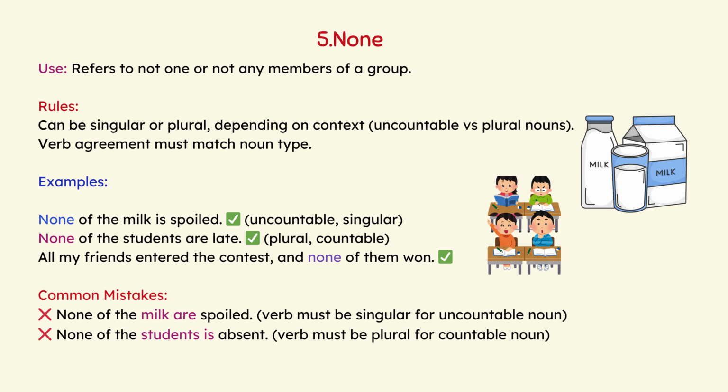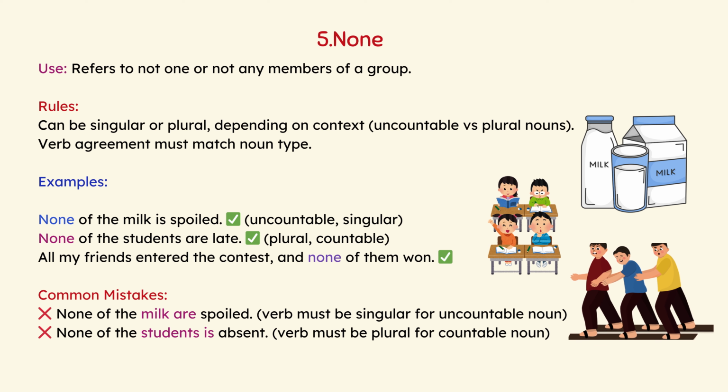Now, let us learn about the distributive pronoun none. It refers to not one or not any members of a group. Rules: it can be singular or plural, depending on the context. Uncountable versus plural nouns: the verb must agree with the type of noun. Examples: None of the milk is spoiled. Milk is uncountable, so the verb is singular, is. None of the students are late. Students is plural, so the verb is plural, are.